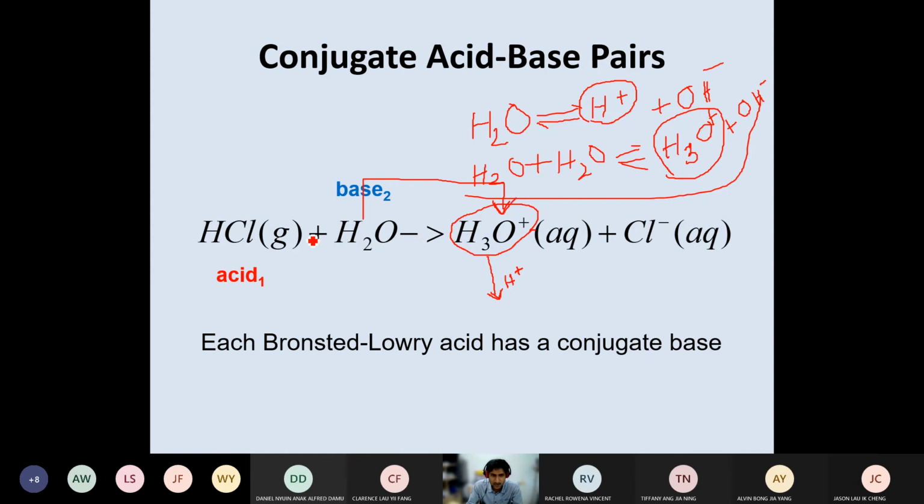Although it is not as strong as HCl, because HCl is a strong acid and it will dissociate completely, it will give up all the hydrogen it has. It will totally donate. It is a very strong acid. The strength of an acid, strong or weak, depends on how much hydrogen ion it gives up.